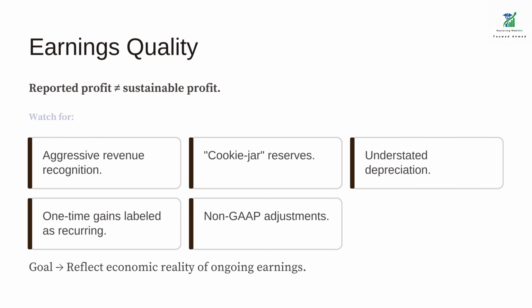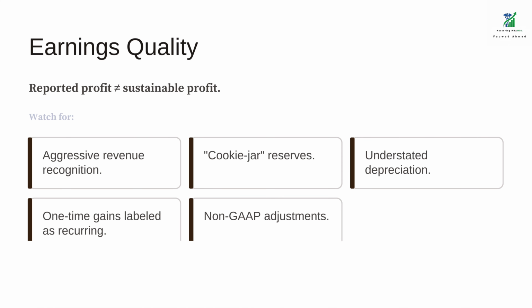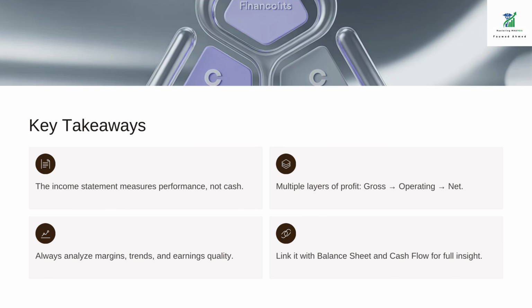The goal is to adjust reported net income to reflect economic reality, the company's true ongoing performance. Key takeaway: the income statement isn't just about how much money was made, it's about how it was made. It shows efficiency, pricing power, and sustainability. But true insight comes from connecting the income statement with the balance sheet and cash flow statement, analyzing the quality behind the numbers. A company can report high profits, but if it's built on weak fundamentals or accounting tricks, the story behind the numbers tells the truth.